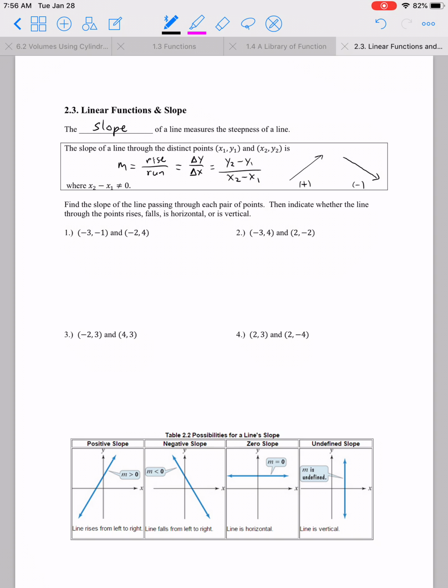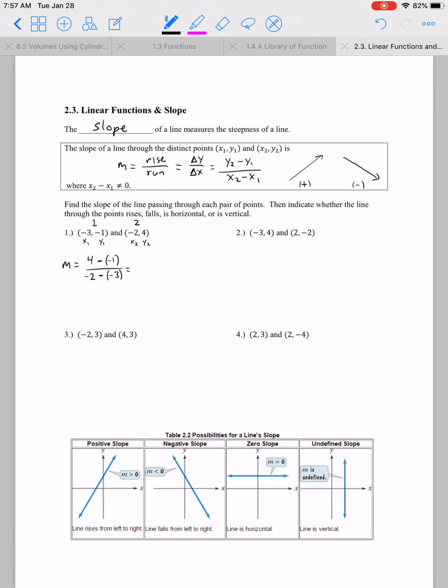Okay, so let's try a few here. I'll do the first couple and then start trying to pause and see if you can do them after I do it. But we basically pick a point 1 and pick a point 2. I'm going to call this point 1, this point 2. That makes this x1, this y1, this x2, and this y2. And so to do the slope, I do change in y over change in x, or rise over run. So it'll be y2, which is a 4, minus y1, which is a negative 1, divided by x2, which is negative 2, minus x1, which is negative 3.